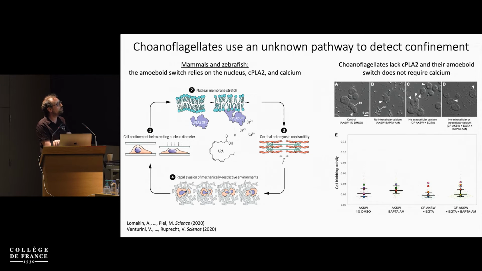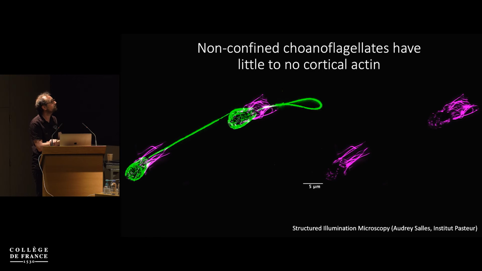And if you deprive Koinos of calcium, which is necessary for this pathway to function, interestingly and at first disappointingly for us, but maybe also intriguingly, the amoeboid switch and the blebbing activity is completely unaffected. You can deplete external calcium with an external chelator. You can add a cell-permeant chelator to remove internal calcium. You can put both at once. They don't care at all. The blebbing happens completely normally.